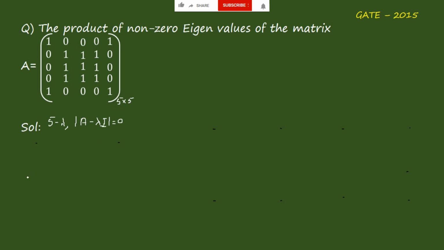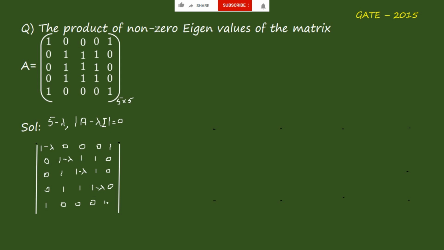So just substitute that here. We get the first row as 1 minus lambda, 0, 0, 0, 1; the next row 0, 1 minus lambda, 1, 1, 0; then 0, 1, 1 minus lambda, 1, 0; then 0, 1, 1, 1 minus lambda, 0; and the last row 1, 0, 0, 0, 1 minus lambda. This is the matrix we got, right? We have to find the determinant of this one.